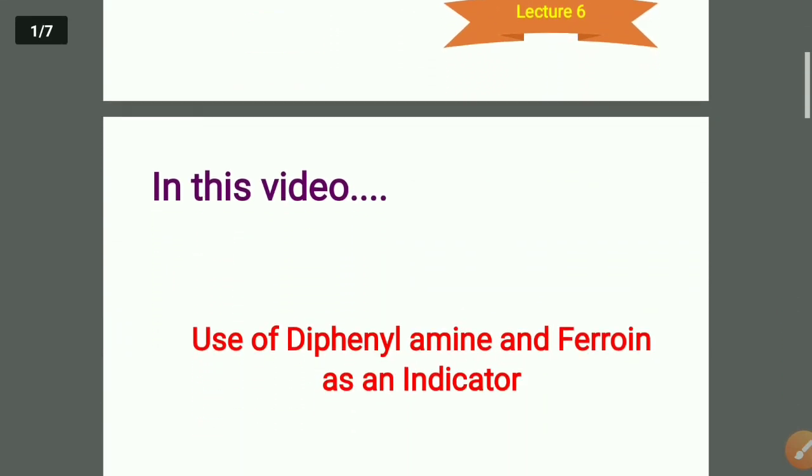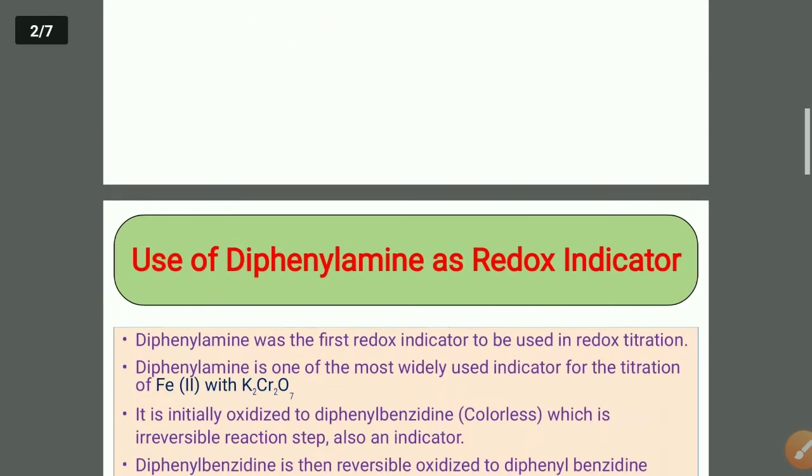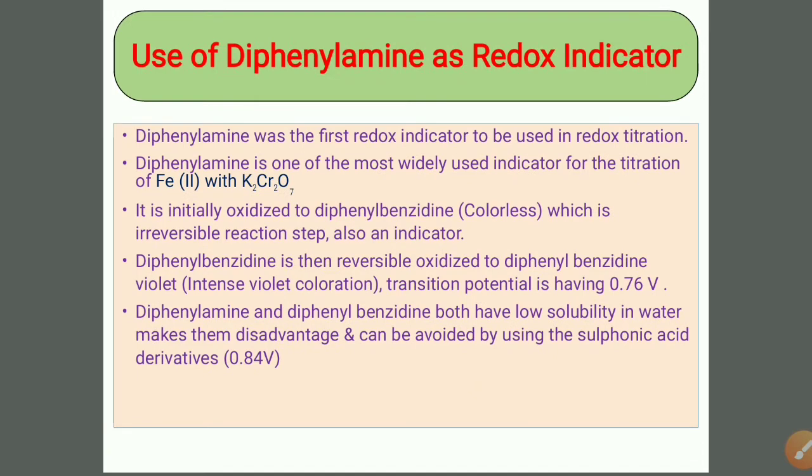Friends, in this lecture we will see the use of diphenylamine and ferroin as an indicator. Diphenylamine was the first redox indicator to be used in redox titrations. It is one of the most widely used indicators for the titration of Fe2+ ion solution with potassium dichromate solution.